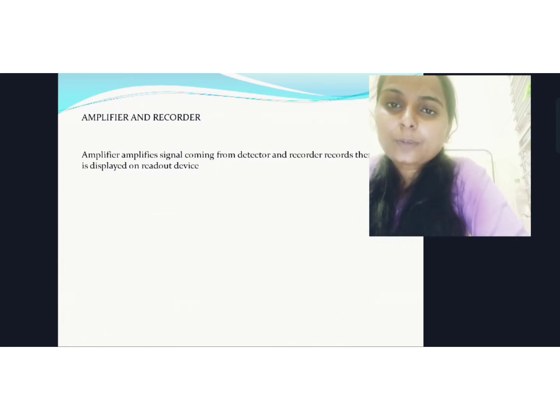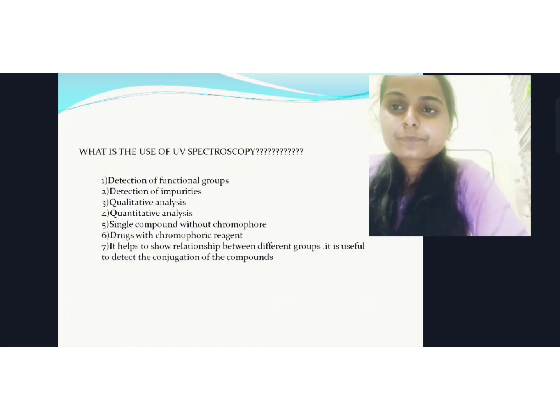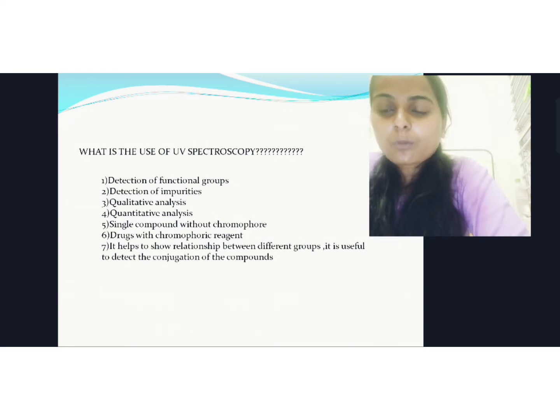The end components of the UV spectroscopy instrument are the amplifier and recorder. The amplifier amplifies the signal coming from the detector and records it, then it is displayed on the readout device. Now, what is the use of UV spectroscopy? UV spectroscopy is used for the detection of functional groups, detection of impurities, qualitative analysis, quantitative analysis, single compounds without chromophore, and it can be used for drugs with chromophoric reagent, and it helps to show the relationship between different groups. It is useful to detect the conjugation of the compounds.